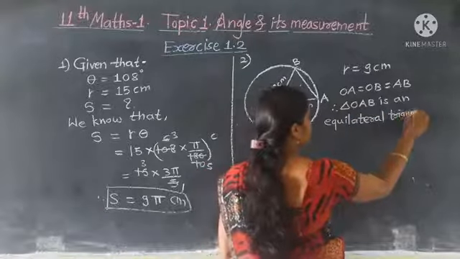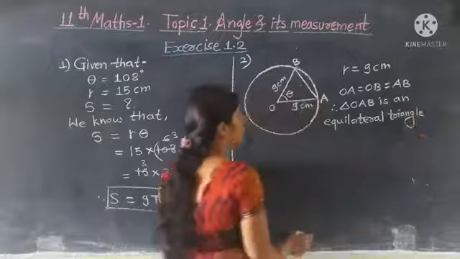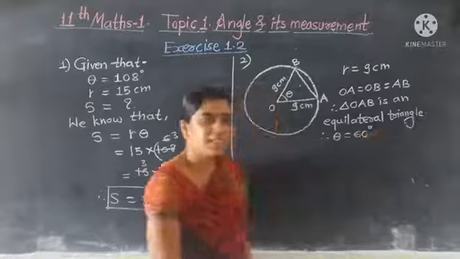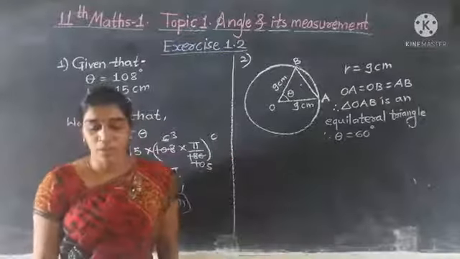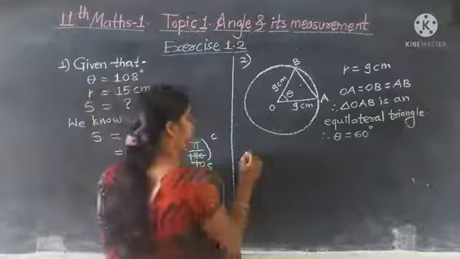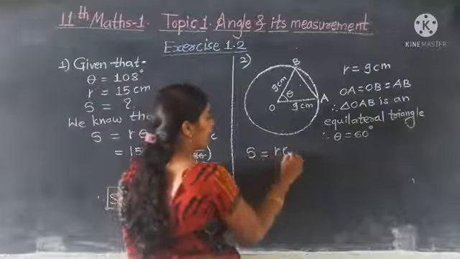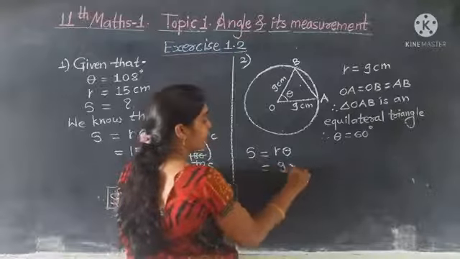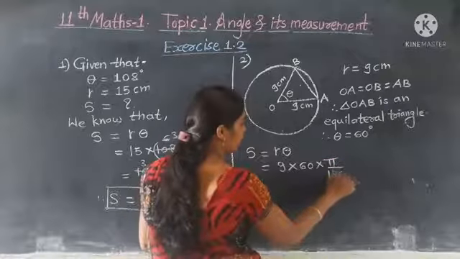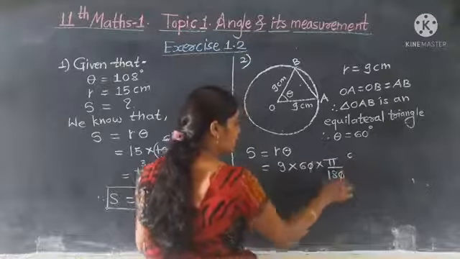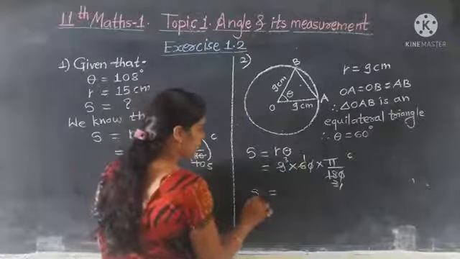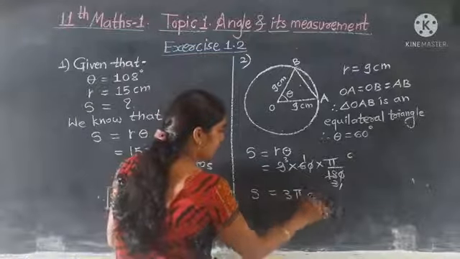Okay, it is an equilateral triangle. Therefore, angle theta is 60 degree. Equilateral triangle angle किती असणार आहे? 60 degree. What we have to find here? Find the length of an arc. Means here we have to find S. S is equal to R theta. R is 9, theta is 60 degree. We write in radian as pi by 180 radian. 0 will cancel. 6 3s are 18, 3 3s are 9. Means we get S as 3 pi centimeter.